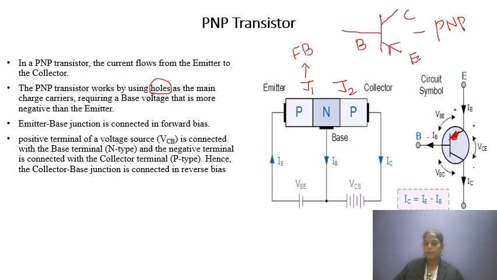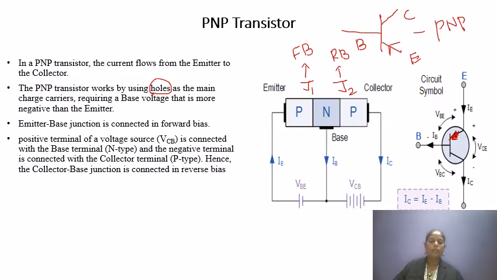See, coming to this one, this is positive, negative, negative, positive. So it is reverse bias. We already discussed junction 1 is forward bias, junction 2 is reverse bias. Okay. So emitter base is connected to forward bias.